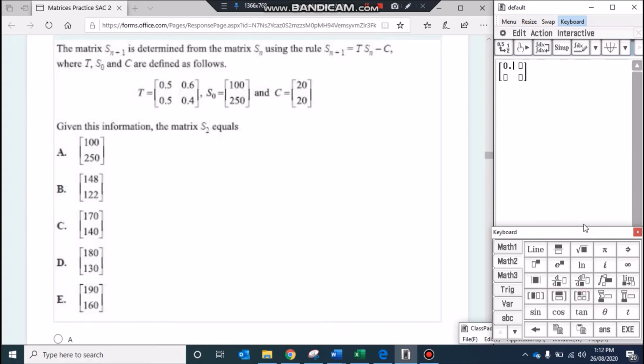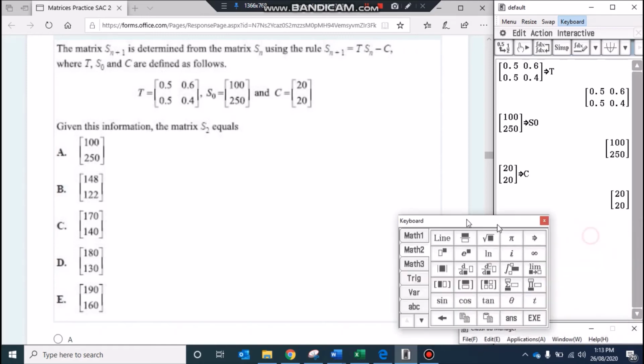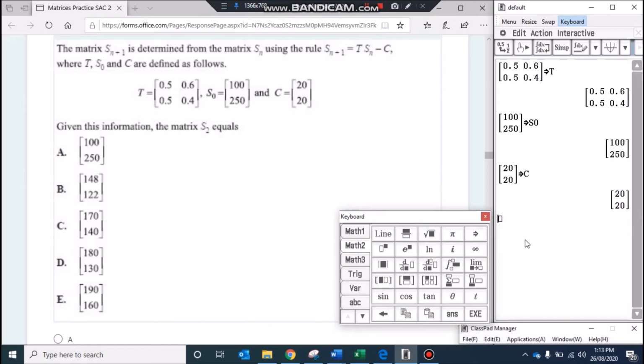First thing I'm going to do is define each of my matrices, as that's going to save me time in the long run. I've got all my variables in there. Now let's get S1. So S1 will be T multiplied by S0 minus C. All right, so that is our S1 matrix.